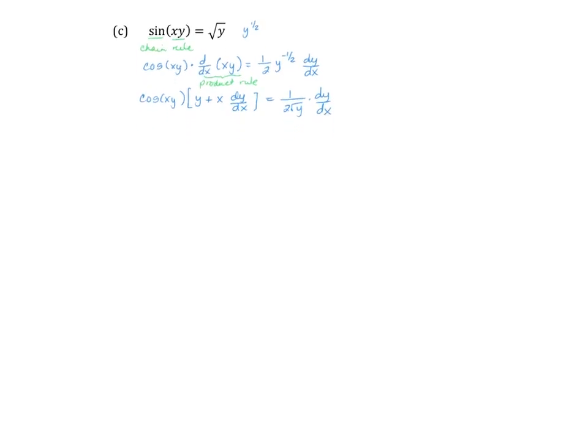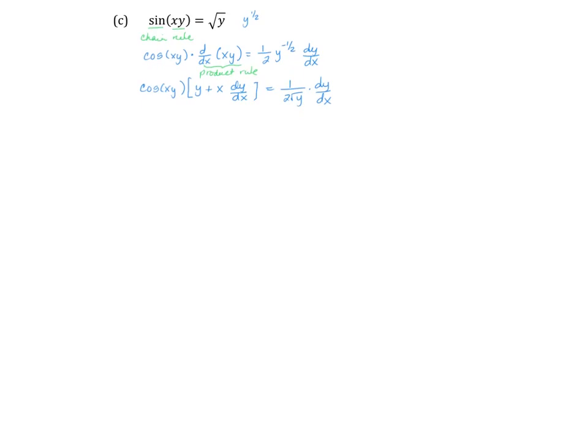Okay, so I have to get dy dx isolated by itself on one side of the equal sign. The problem is that I'm going to have to first distribute the cosine of xy. So I'm going to put the y in front. Cosine of x times y plus x times dy dx times cosine of x times y is equal to 1/2 times the square root of y times dy dx. And now, so far, all we've been doing besides the derivative is a lot of algebra. And unfortunately, calculus is a lot of algebra.